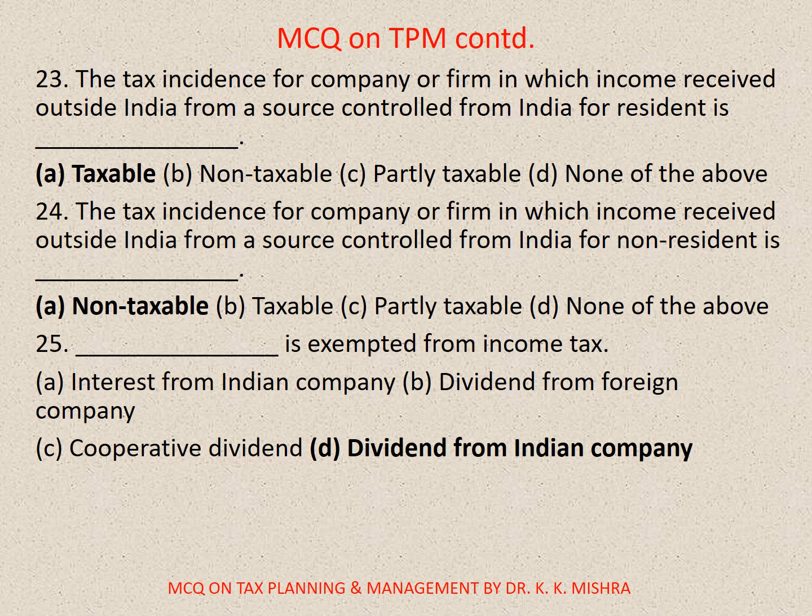25. Tax is exempted from income tax on dash. A. Interest from Indian company, B. Dividend from foreign company, C. Cooperative dividend, D. Dividend from Indian company. Correct option is D. Dividend from Indian company.